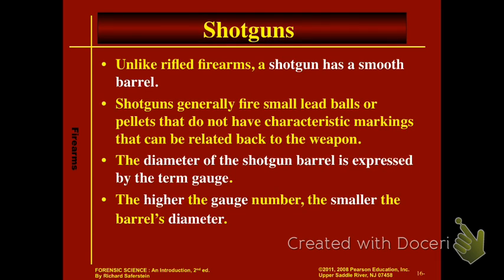If we switch gears to shotguns, a shotgun has a smooth barrel. So shotguns fire small pellets that don't have characteristic markings or striation patterns that you can trace back to a weapon because that barrel is smooth. The diameter of the shotgun barrel is expressed by the term gauge, and this works opposite of diameter of a gun barrel. In a shotgun barrel, the higher the gauge number, the smaller the barrel's diameter.